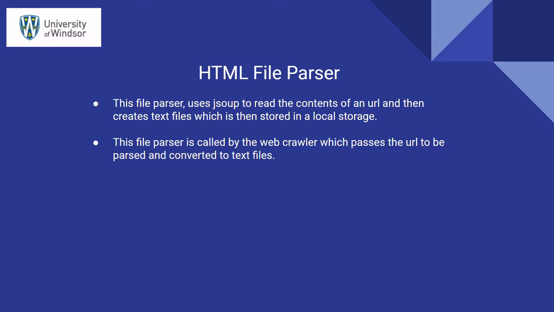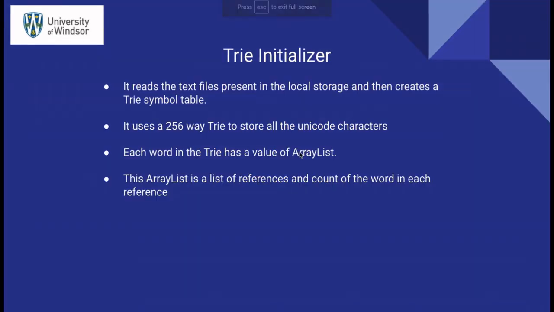Now I would like to explain the HTML file parser we have implemented. This file parser uses JSoup to read the contents of a URL and then creates text files which are then stored in a local storage. This file parser is called by the web crawler, which passes the URL to be parsed and converted to text files. So now I would like to hand over to Nishant, who is going to explain the rest of the features along with the live virtual demo of this project.